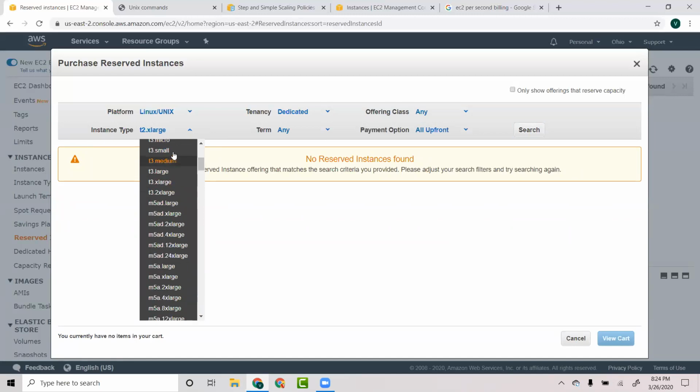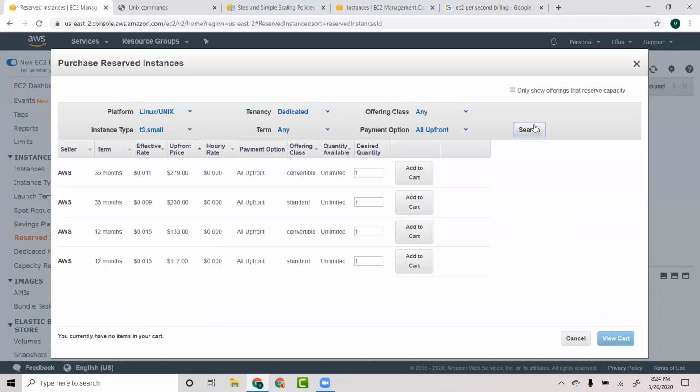Maybe we have to go to T3. Okay, maybe T3. T3 is the next guy. So 36 months. If I want a dedicated host, then I'm paying $279 upfront. Is it all upfront? Yes. This is your dedicated host. You're not sharing with others, and you can gladly use it.